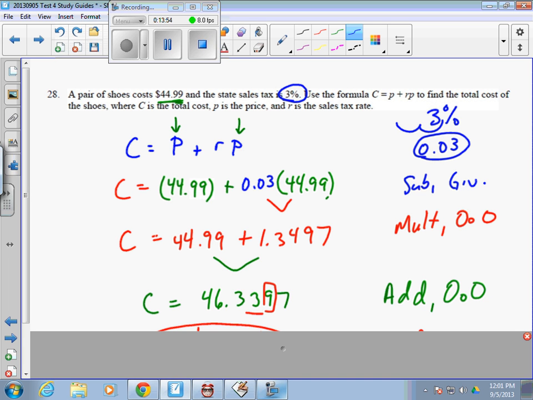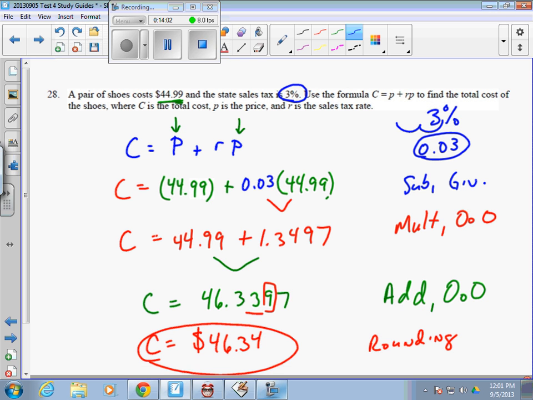You know we're dealing with money, so we can't go past the hundredths place. So that 9 needs to determine if that 3 goes up or not. It's 5 or greater, so $46.34 is the total cost.